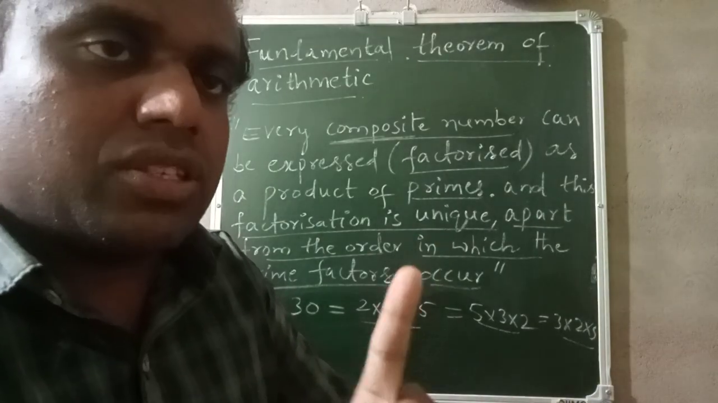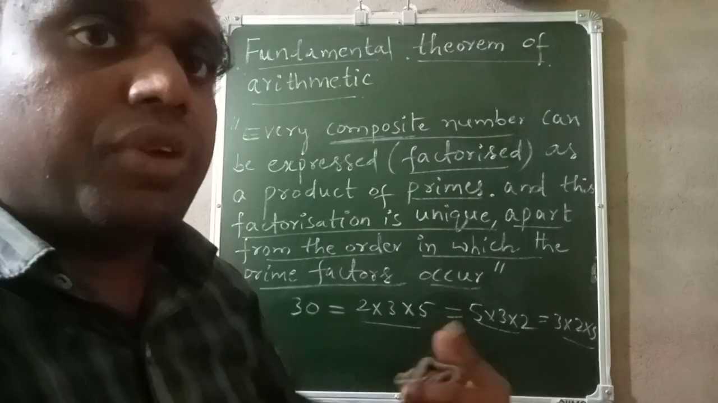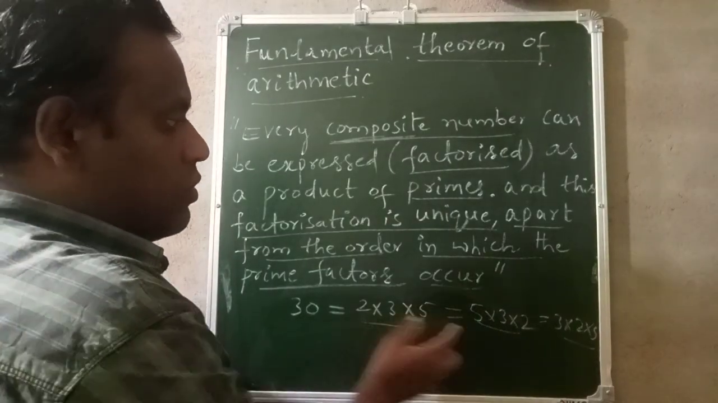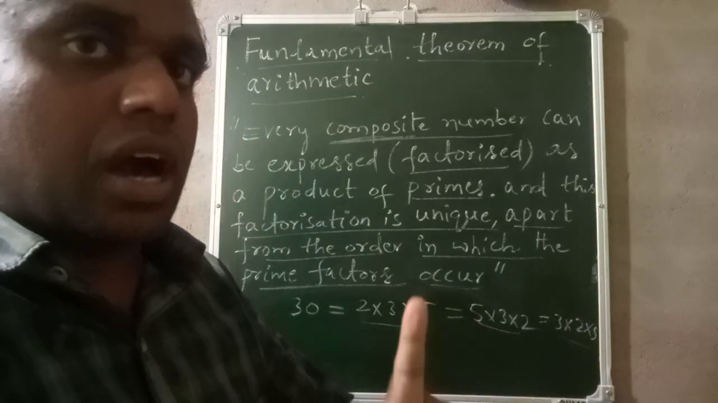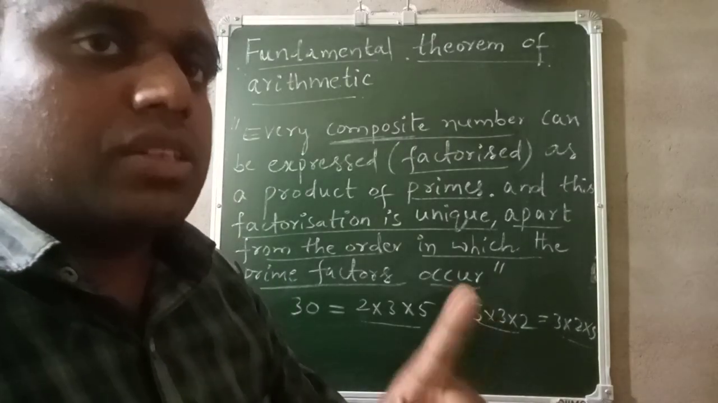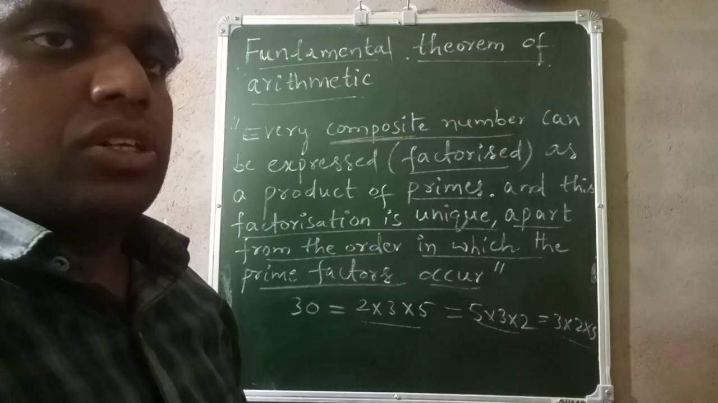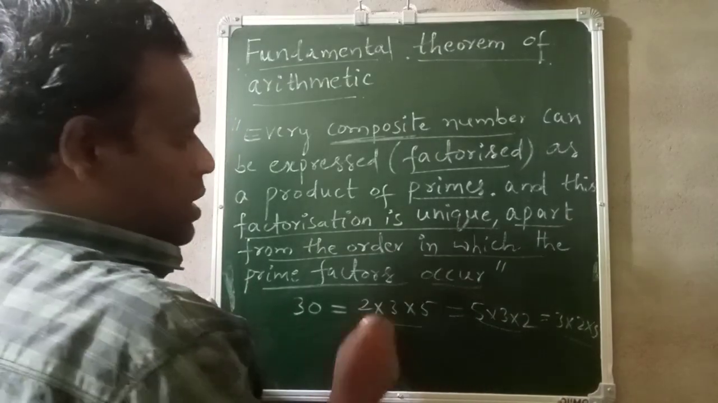So if you consider order, there are different ways to write the factors like this. This is one way, this is another way, this is a third way. If you consider the order. If you don't consider the order, there is only one way to write the factors. So don't consider order means the numbers will be the same.